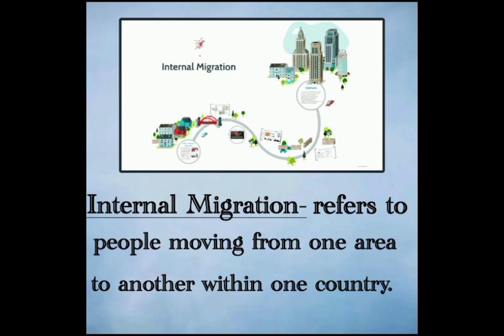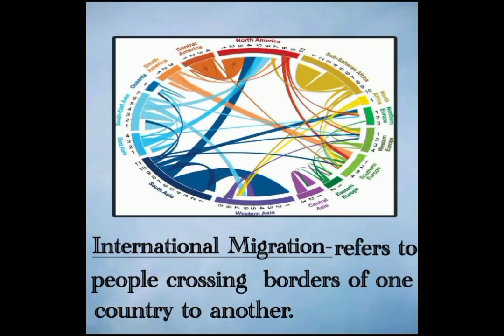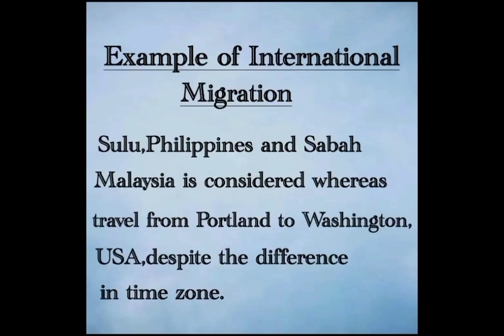Internal migration refers to people moving from one area to another within one country, while international migration refers to people crossing the borders of one country into another. Example of internal migration: from Bicol to Manila, or transferring from Quezon City to Mandaluyong. Example of international migration: travel between two countries that are proximate to each other.